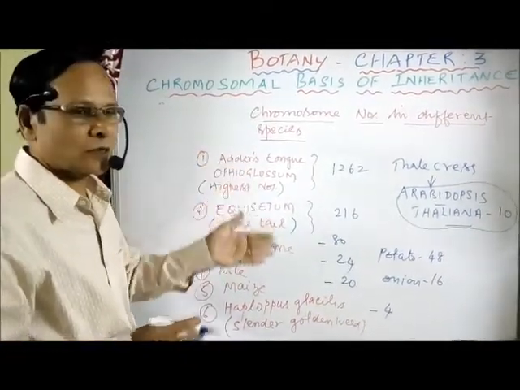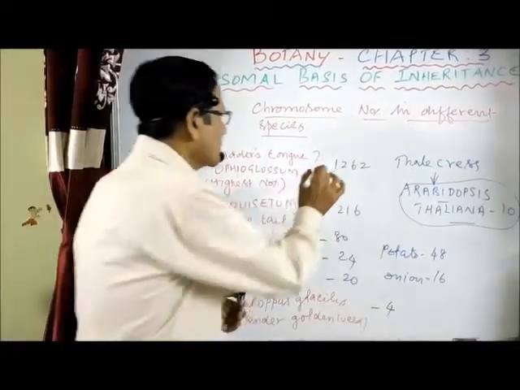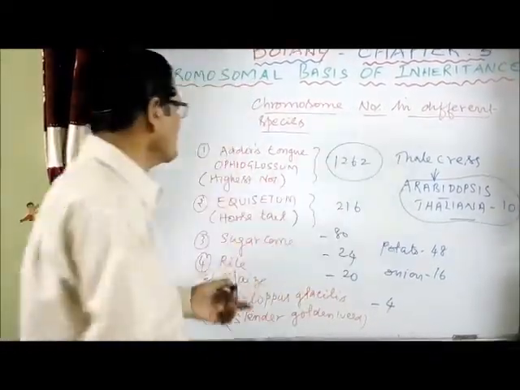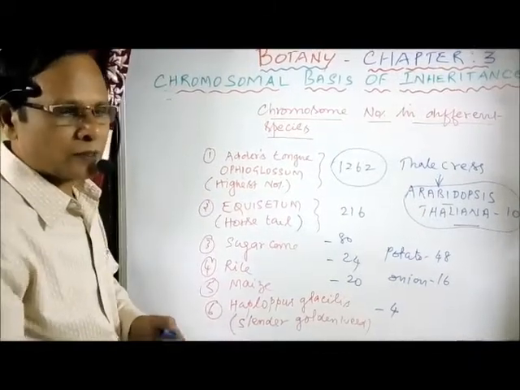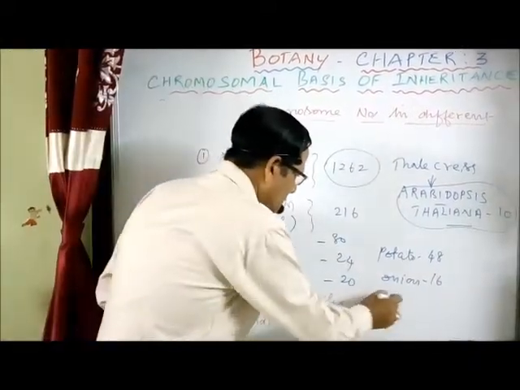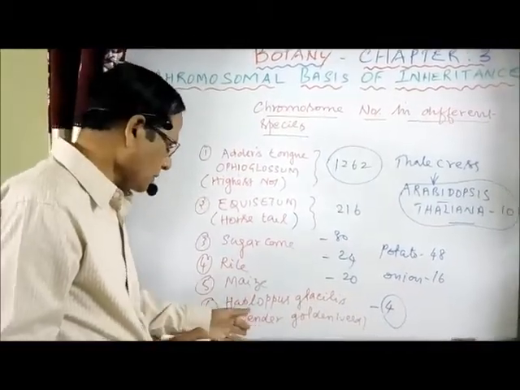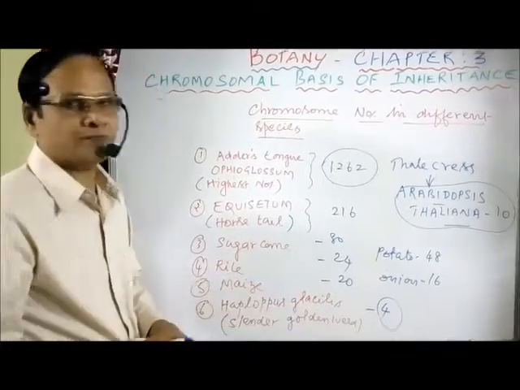Why I am telling that one: the chromosome number is constant for a particular species. You have to remember the highest number of chromosomes is in what is called Ophioglossum. That is nothing but a gymnosperm. And also the lowest number of chromosomes, that we have in Haplopappus glacialis, commonly called slender golden weed. Okay.